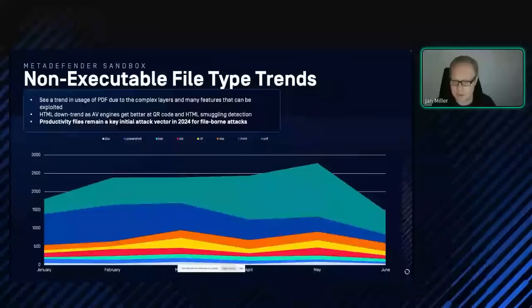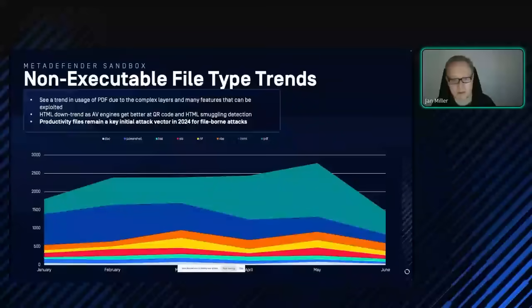In terms of non-executable file type trends, we really see an uptick in PDF files. Not a surprise there because the PDF file structure has a lot of complex layers. There's a lot of ways to embed secondary executable scripts or action forms in this file structure and bypass static analysis technology like AVs.